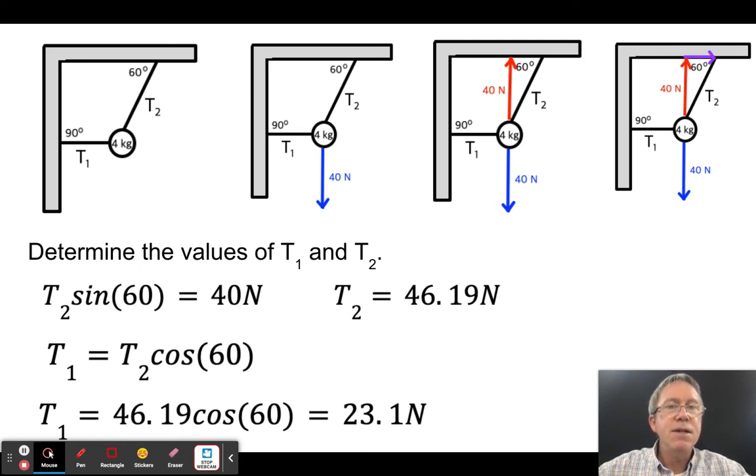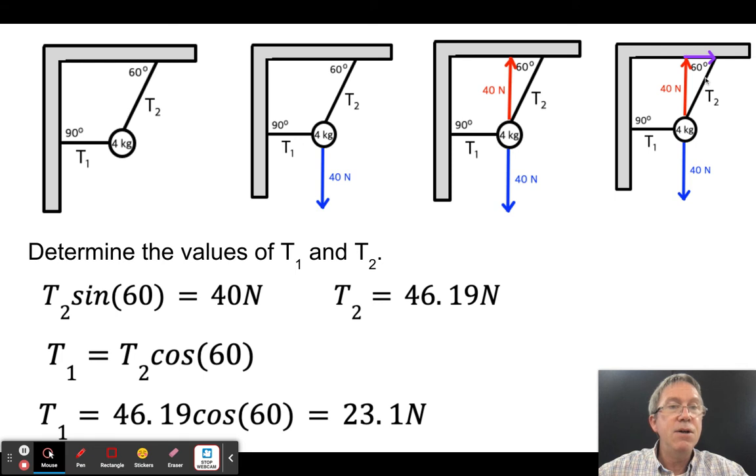So I know then that I have an angle of 60, and that T2 times the sine of 60 is going to equal 40. So if I say T2 sine 60 equals 40 and solve for T2, I get 46.19 newtons. Now I know what this tension force is. Now that I know that, I can tackle this one here. I have to know this one first because I had no information about horizontal, but now I do, because now I know that this one here is equal to 46.19 newtons.